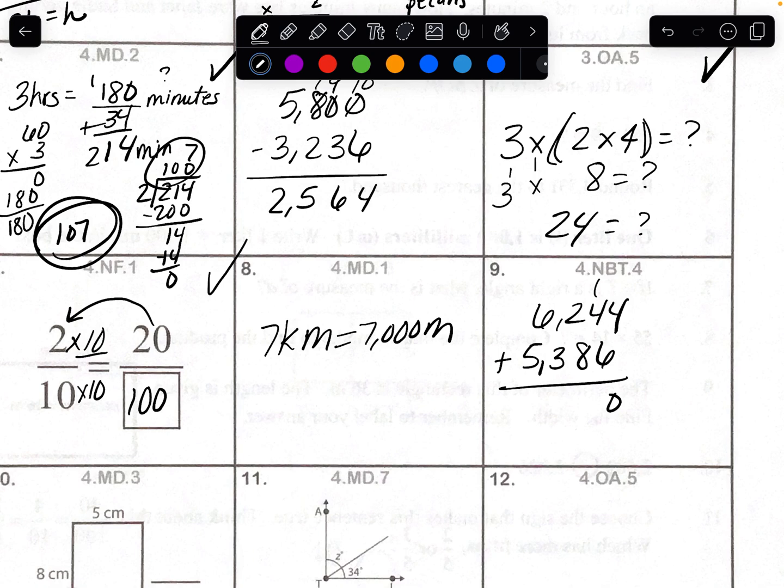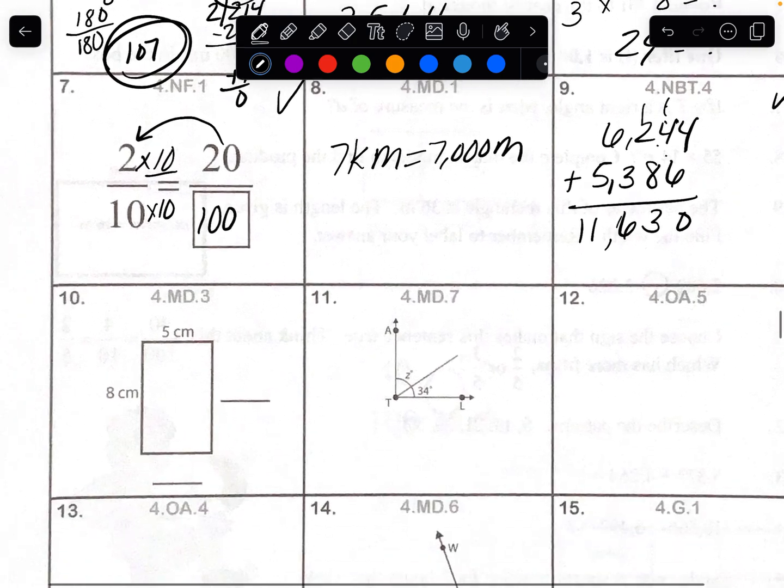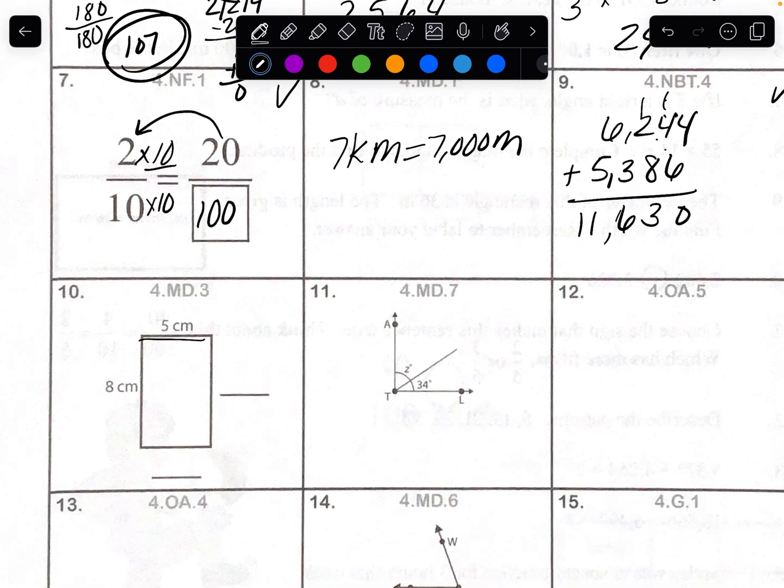Number 9, we're looking for the sum. 11,630. All right, number 10, it's saying a rectangle has 2 sets of parallel lines. There's a set, so that makes this the same. Here's a set, so that makes this the same measurement. Fill in the missing links and find the perimeter and label it.